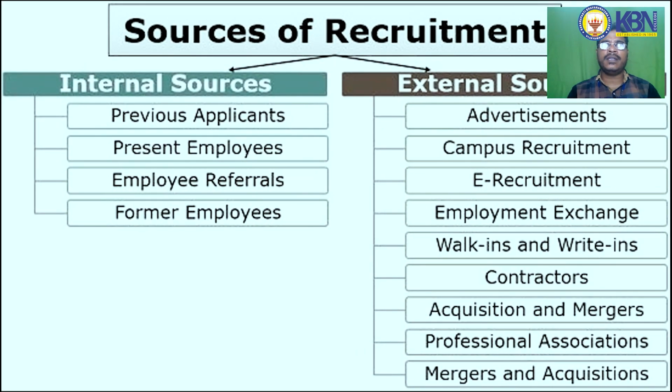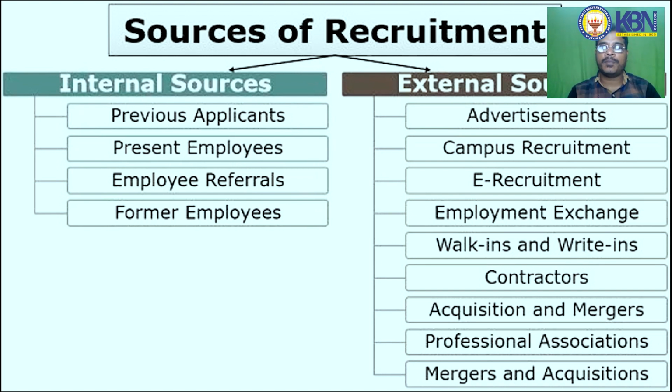And coming to the organizational point of view, organizations may have two different sources of recruitment. When they go for recruitment, they normally search for candidates from the internal point of view as well as from the external point of view. From the internal point of view, they will get leads from previous applicants, and they can recruit through present employees, through employee referrals, and even former employees get recruited if they are really capable and needed.